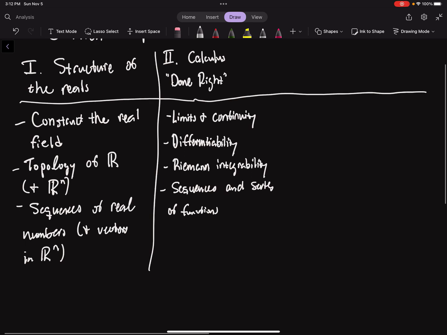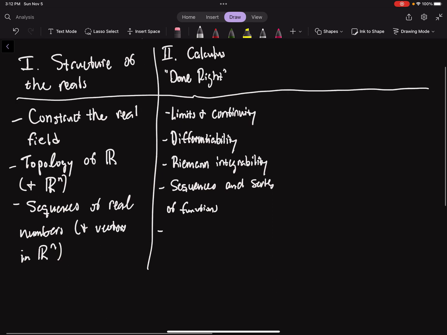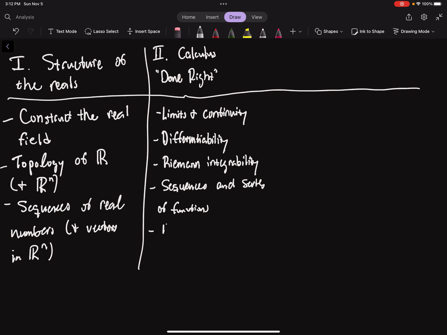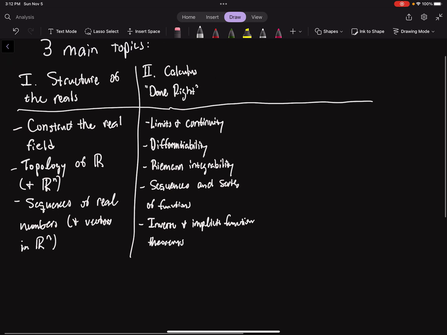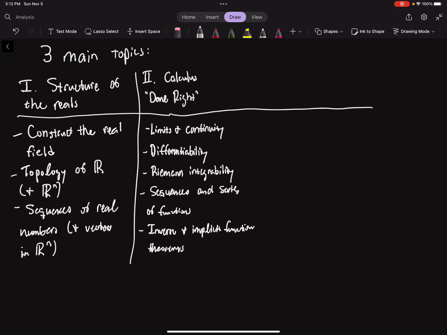We will look at the inverse and implicit function theorems. Okay, and we might look at a couple of other things, but that's a general overview of the topics we'll look at. And we'll cover them in a different way than you learn in calculus.